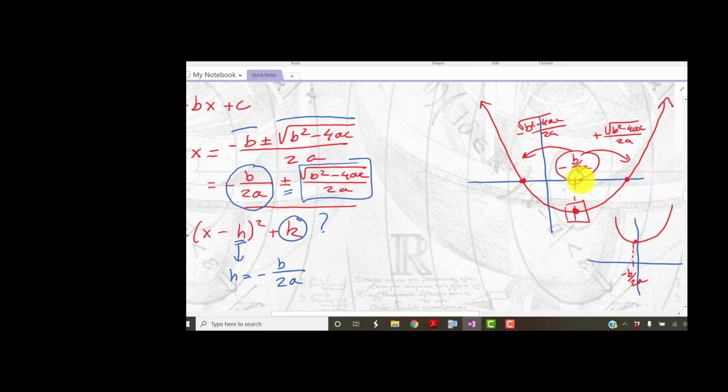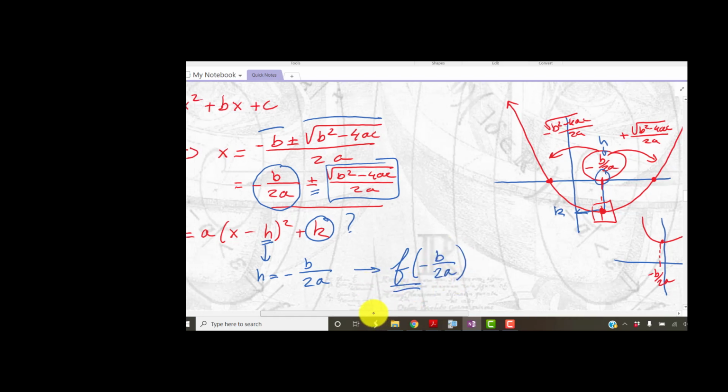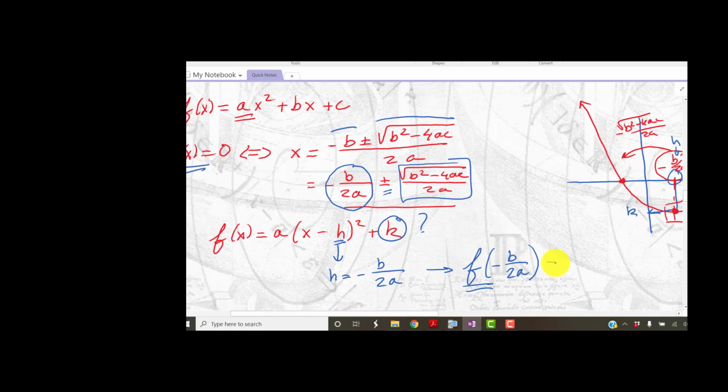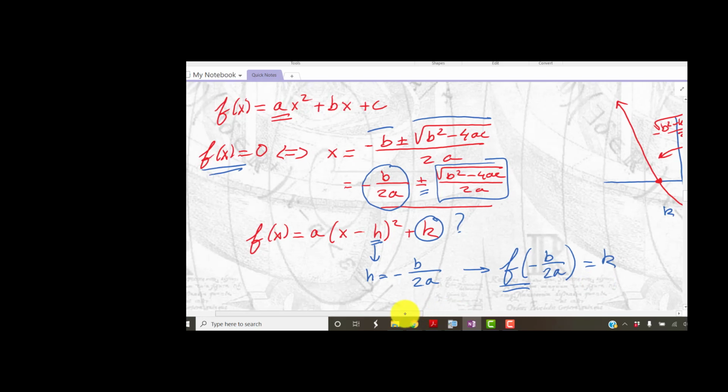If my input is negative b over 2a, which is h, this is h right here, right? h is negative b over 2a. The output is going to be k. So I just want the output. How do you find an output? Well, you plug the input, negative b over 2a, into the function to find the output. And this is how you're going to find your vertex. And this is k right here, okay? Let me show you with the calculator. It is very simple to use, all right? So let's take the calculator and let's practice this.